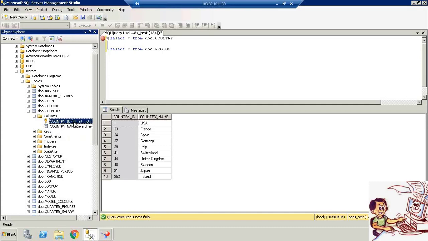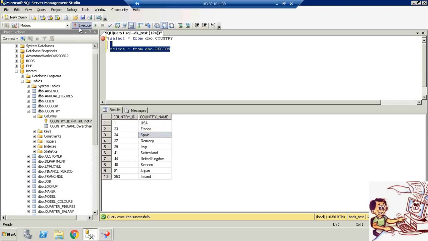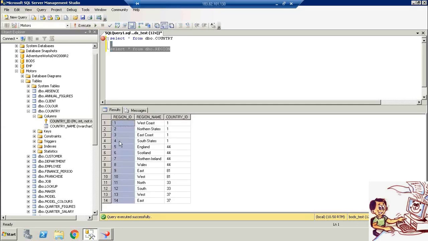PK stands for primary key, which never accepts duplicate values. Country ID 1 is USA, 33 is France, 34 is Spain, something like that. Similarly, you have the region table also. Look at this: region ID has no repetitive values, but country ID has repetitive values, and the corresponding values are not the same, they are different, isn't it?